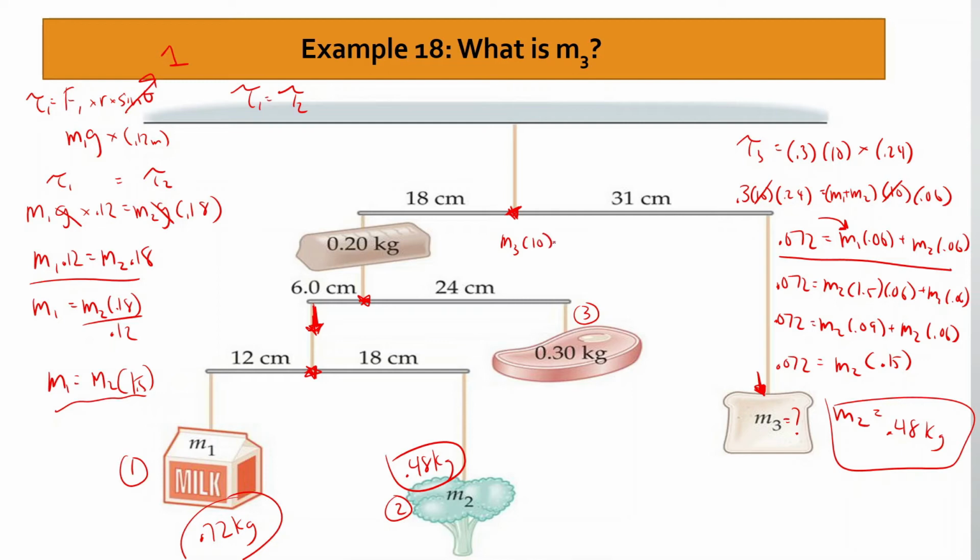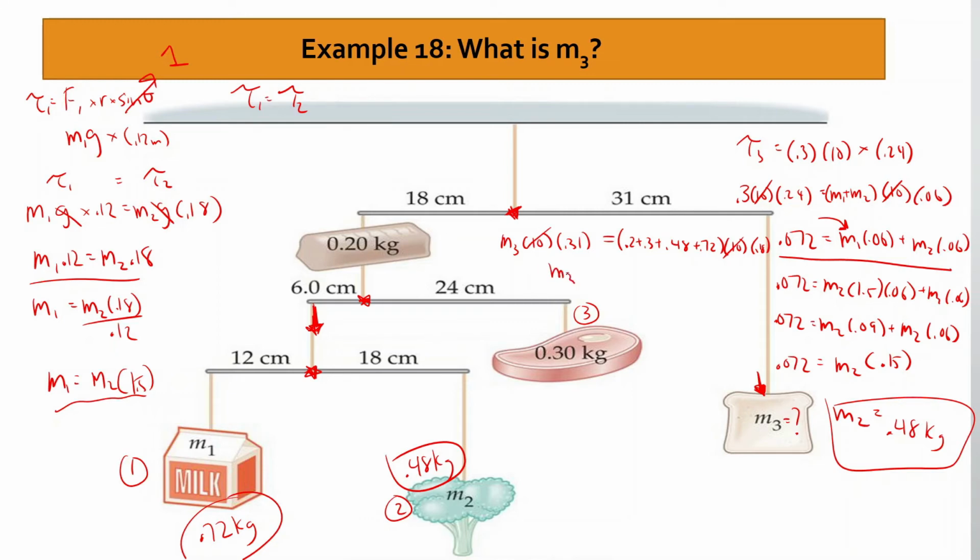M3 times 10 times the radius, 0.31, we don't need to include sine because it's just 1, is equal to all of these masses combined. So 0.2 plus 0.3 plus 0.48 plus 0.72 times 10. So all this mass is pulling down on this string here, which is 0.18 meters away. 0.18. 10 cancels out.